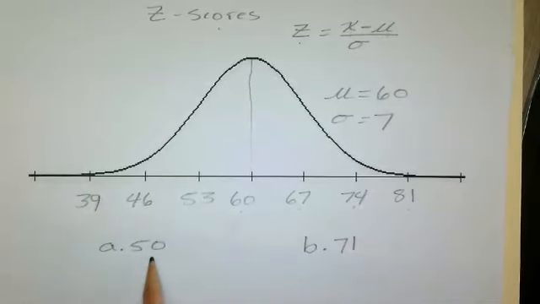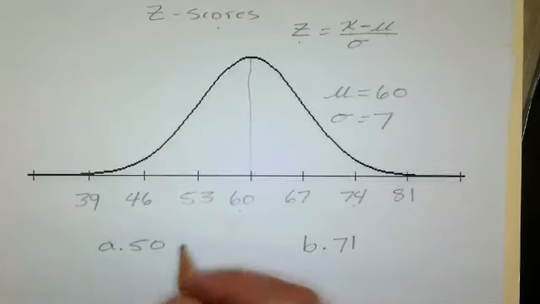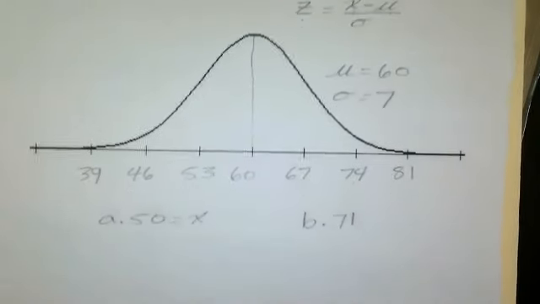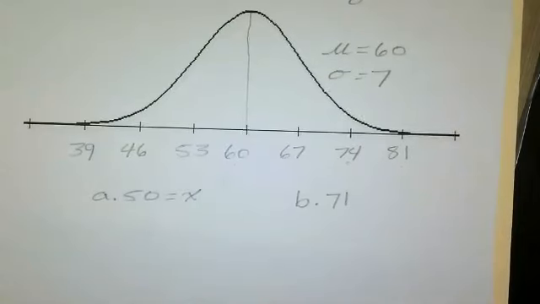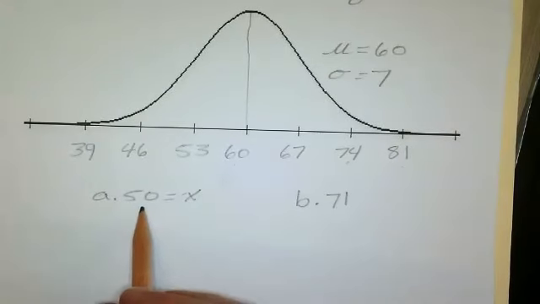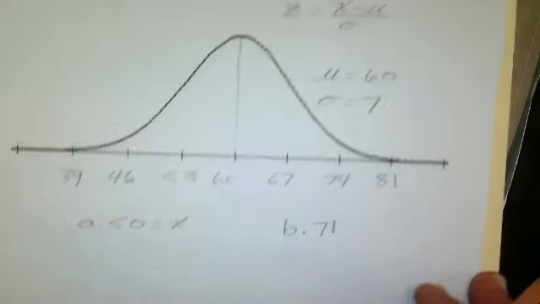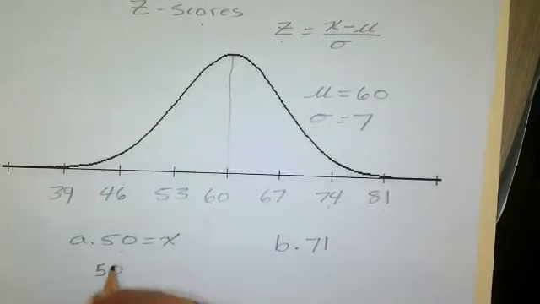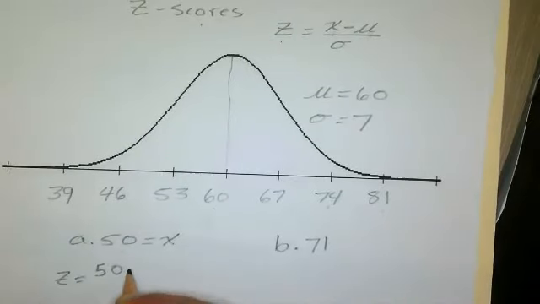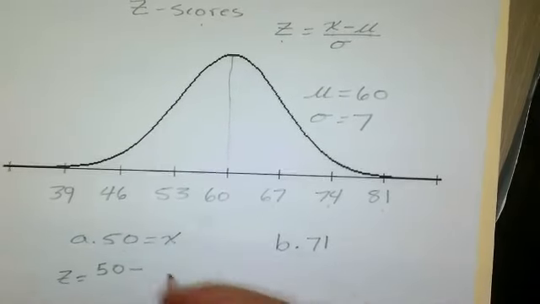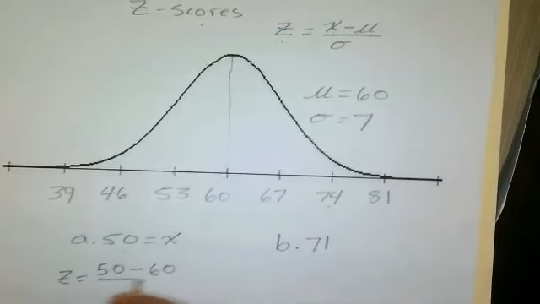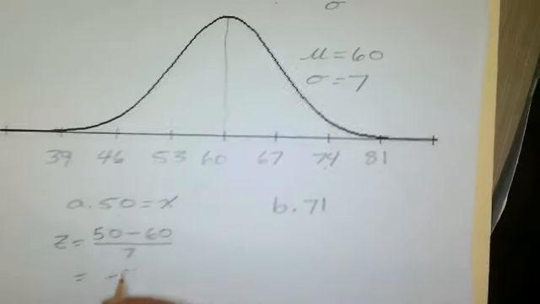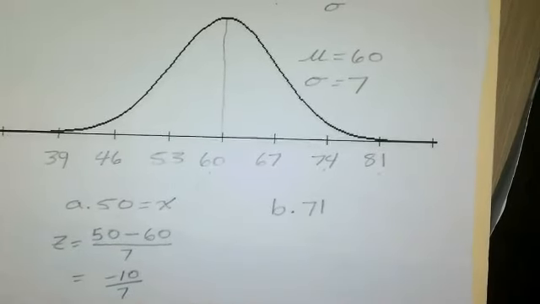So now if we're going to find a z-score for this, I have a raw score, x equals 50. So to determine the z-score, I take raw score, 50, minus my mean, which is 60, divided by the standard deviation. So that is a negative 10 over 7.